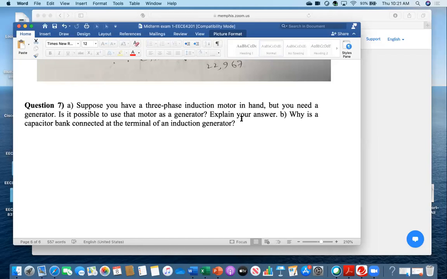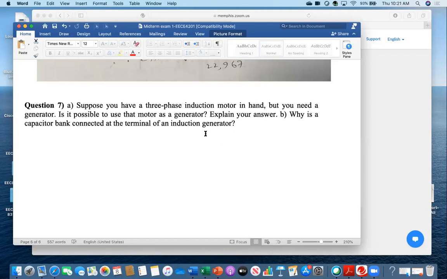So that will be the appropriate answer. And most of you have written the answer properly. In some cases, there are a few mistakes. And then, why is a capacitor bank connected at the terminal of an induction generator? Again, in most cases you have written properly, but sometimes you have written very briefly and something different.